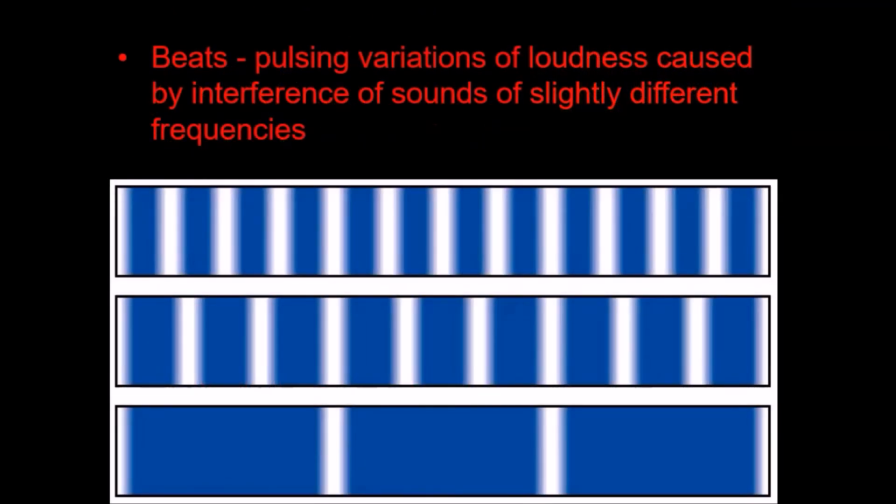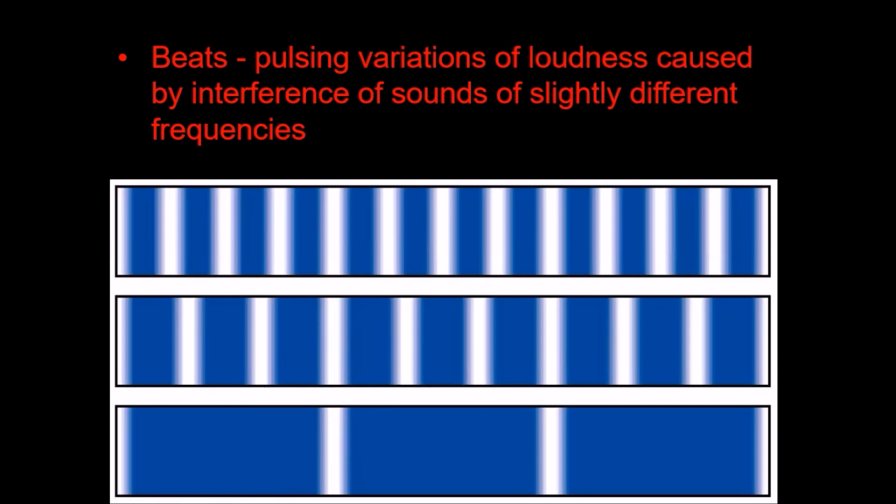Now when we're producing music, what you actually hear in most cases is something like a beat. When you're dealing with a beat, this is essentially a pulsing variation in the loudness of the sound coming from that instrument. And this is caused by the interference of sounds at slightly different frequencies. This produces these gaps in the compressions and rarefactions in your wave as they interfere, and essentially gives you a pulsing tone.